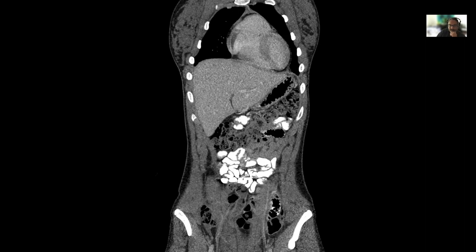Let's go a bit deeper. Now that is the stomach. That is the transverse colon. That's the ileum. That is also the ileum. That is the descending colon. And that is the ascending colon. That's the caecum.